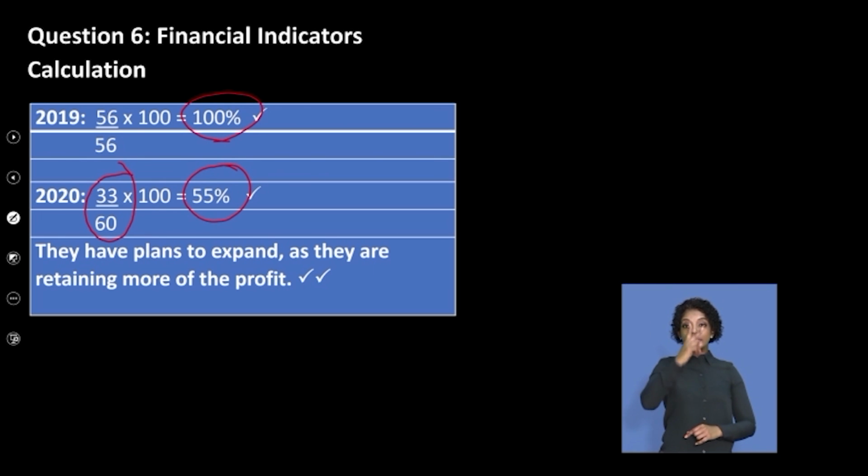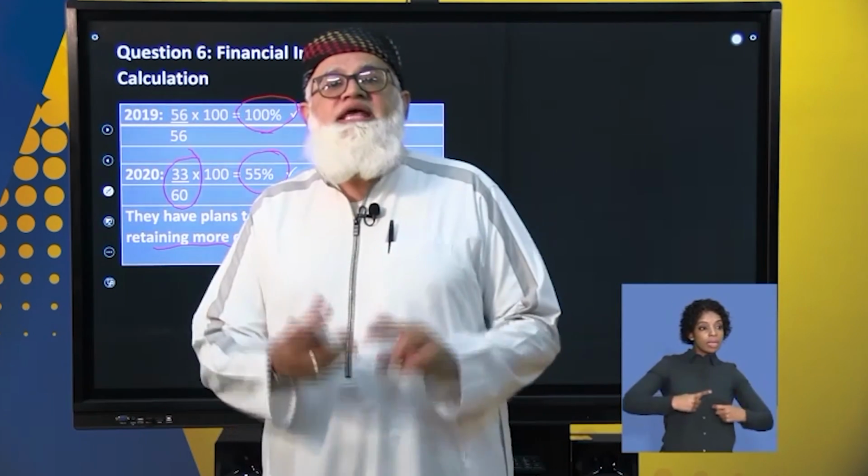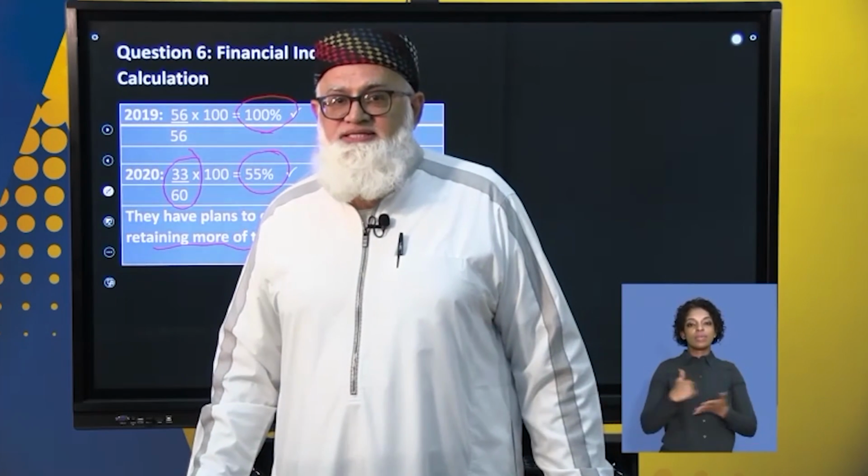Clearly you can see, what did this company do? They have plans to, they've retained more income. Why have they done that? To expand as they are retaining more profit. So they do this for two reasons, either for expansion or for equalization of dividends.